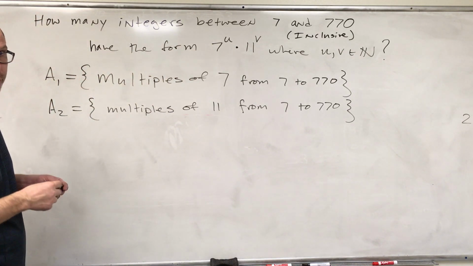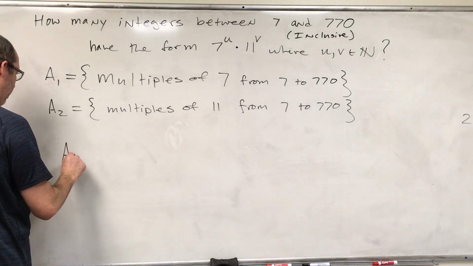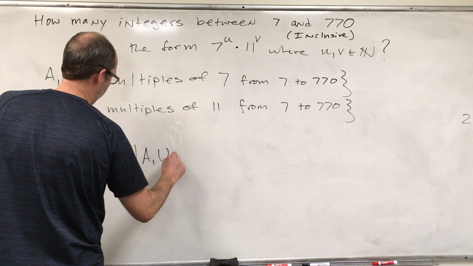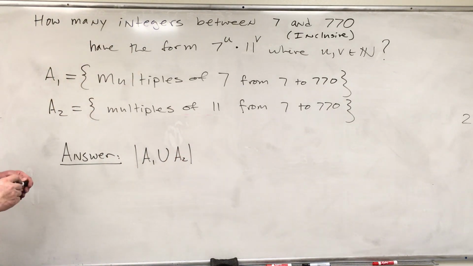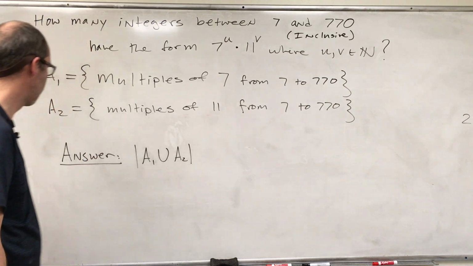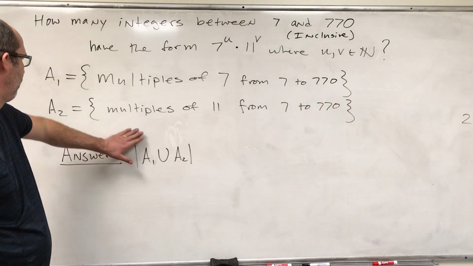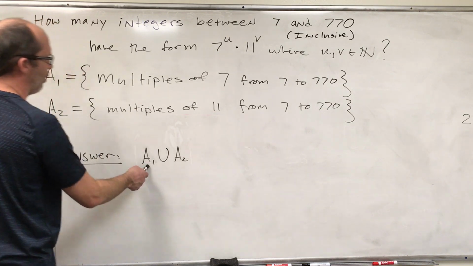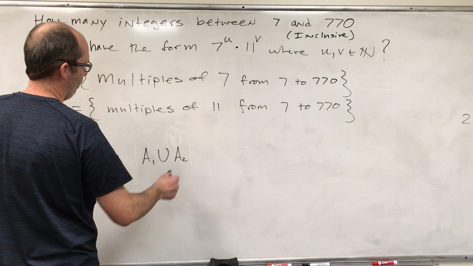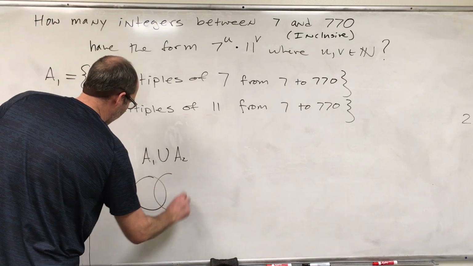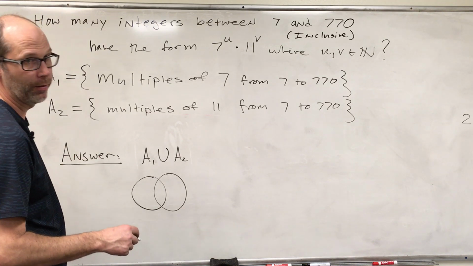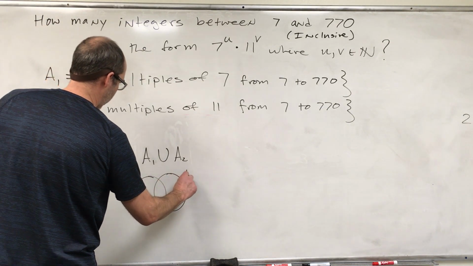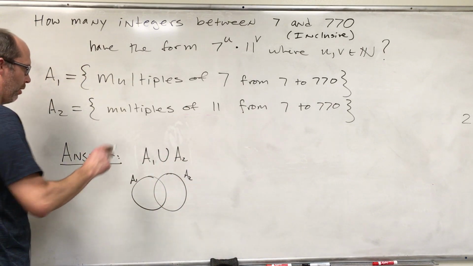Now we're going to use the inclusion-exclusion principle. Our answer is going to be the cardinality of A1 union A2. Think of this as all the multiples of 7 and all the multiples of 11. There are some things that are both multiples of 7 and of 11, like 77. But if we can count how many are in the union of both of those, then we get the answer.